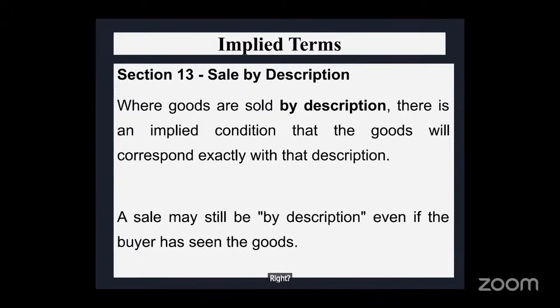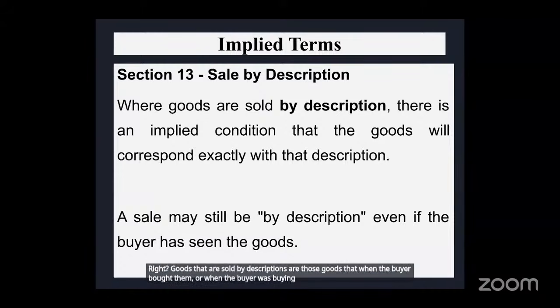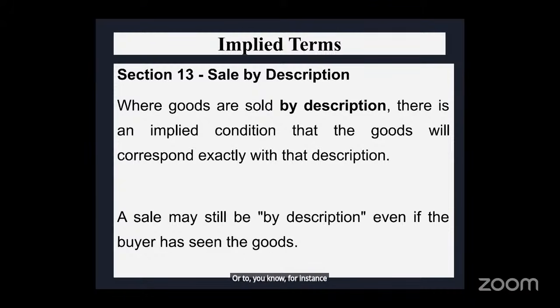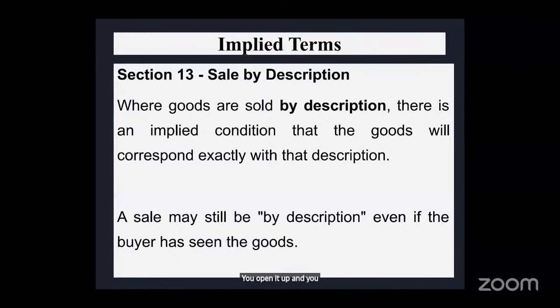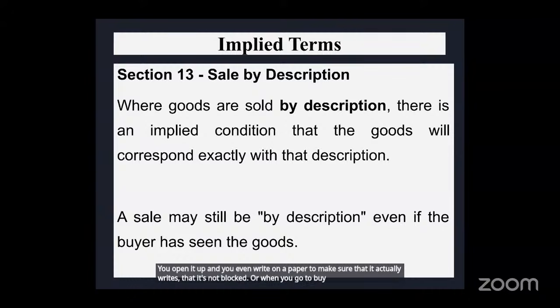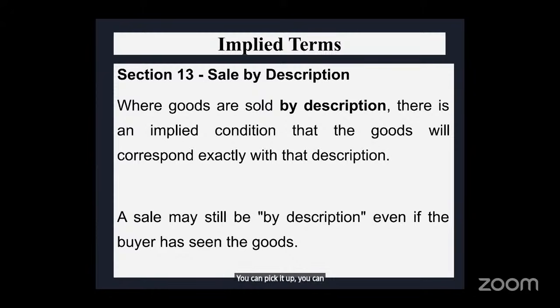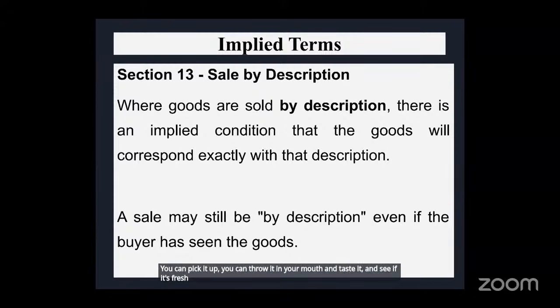Goods that are sold by description are those goods that when the buyer was buying them, the buyer did not have the opportunity to see the physical goods or to touch them. For instance, the way you go to the market to buy a pen, and before you buy the pen, you look at it, you open it up and you even write on a paper to make sure that it actually writes, that it is not blocked. Or when you go to buy a bulb and they test it for you there in the shop. Or even when you go to buy gari, you can pick it up, throw it in your mouth and taste it and see if it's fresh and see if it's what you want.